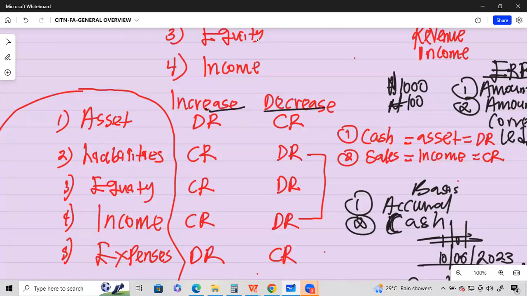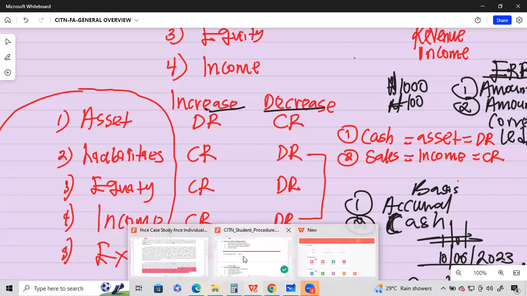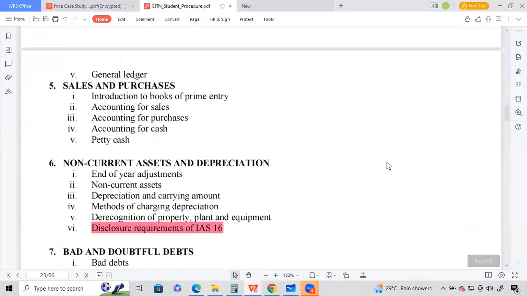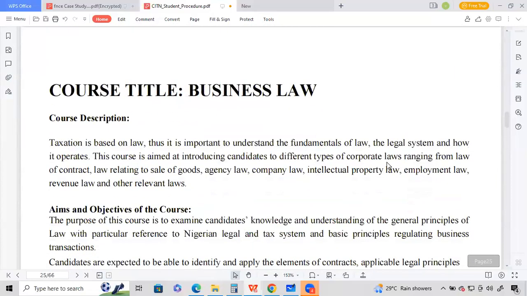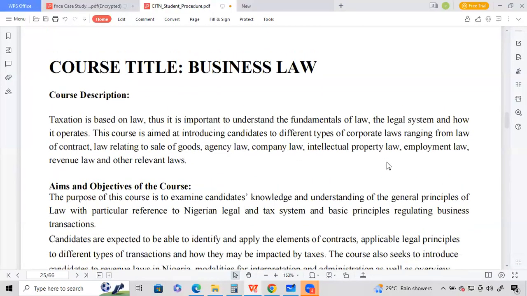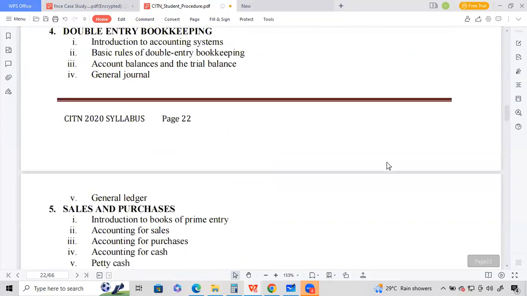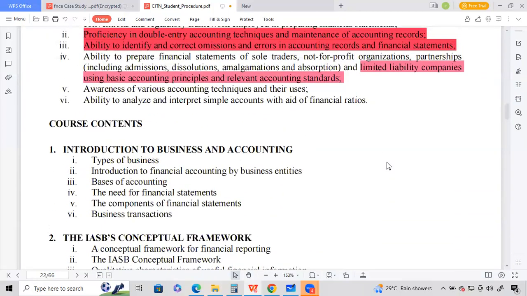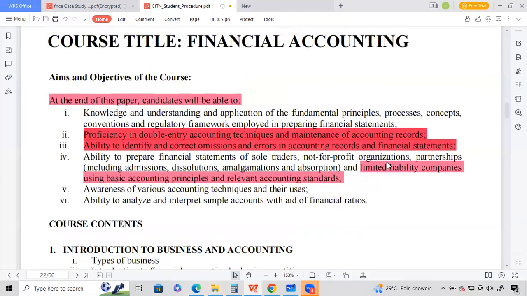Starting from the next class, the material that we're going to use will be shared with you. This particular class is just a general overview, and everything that we're talking about here is from the syllabus. This is just the financial accounting part. If you scroll down, you're also going to see business law, in terms of the things that you're going to be talking about. So basically, what I'm talking about is the syllabus guide. There are also course materials and practice questions that we're going to be looking at starting from the next class, which will be shared.